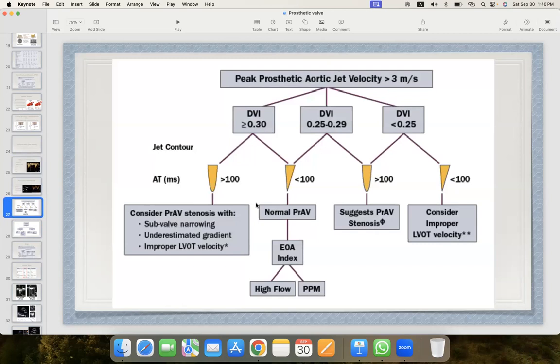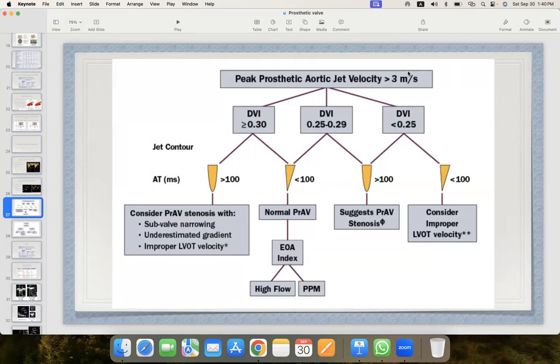This slide is very important, I think. And I'm sure that they can ask in the board exam about this slide. And you really need to memorize it. Like there is no other way. And it's inshallah simple to memorize. So this is how we evaluate a patient with aortic valve stenosis, prosthetic aortic valve stenosis.